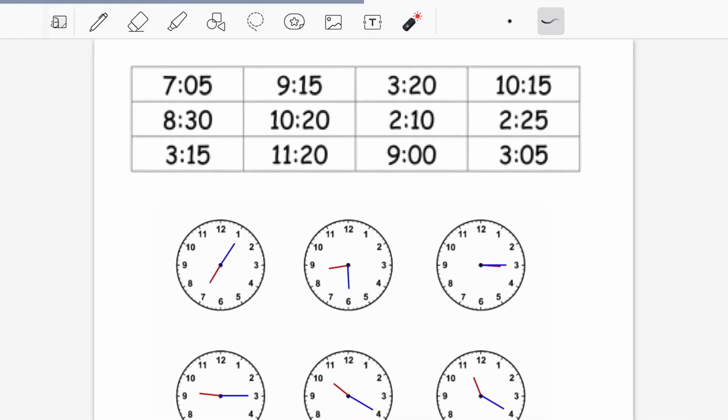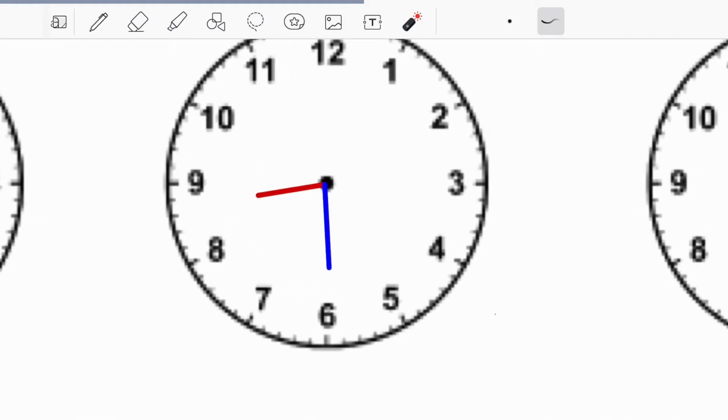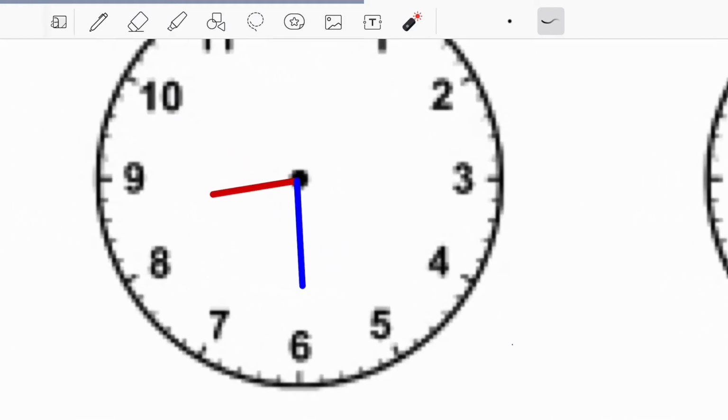Then we have 9:15. Actually no, we are now looking at 8:30. So we are using the red as the hour hand. This is between the 8 and the 9, so it's after 8. When the minute hand is pointing on the 6, it means 30 minutes, so that's 8:30.